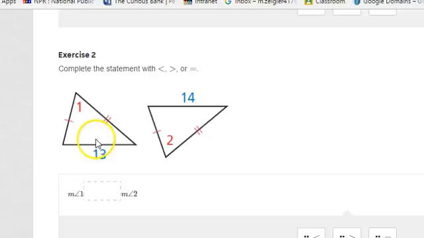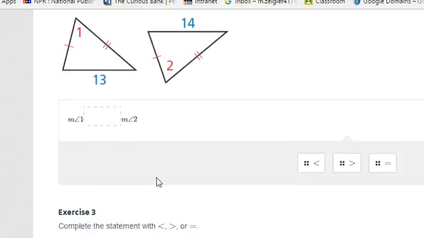What happens? If it gets bigger, then originally it was smaller than angle 2. If it gets smaller, then originally it was bigger than angle 2. So think about it a little bit.